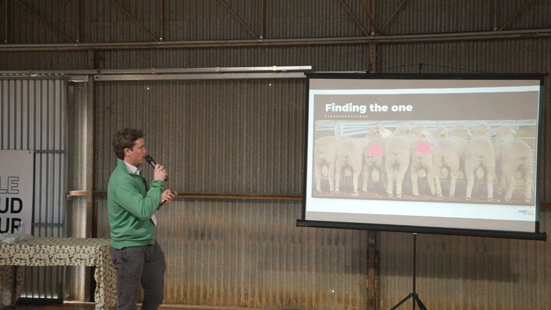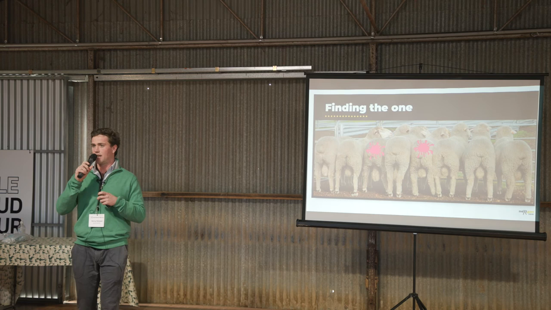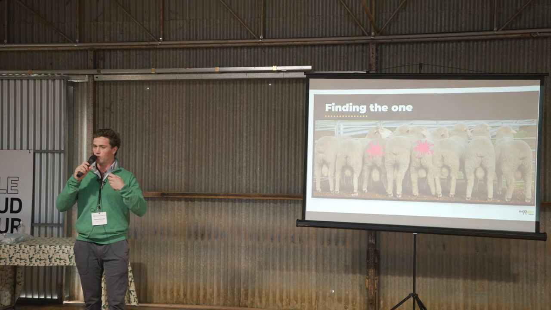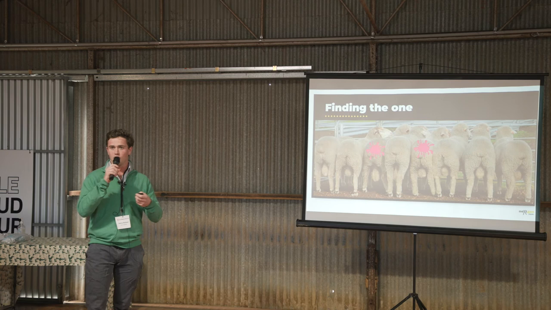And then if we ended up with someone that was, say, in a high stocking rate area around Victoria, they might go, well, we need to really punch in fat and muscle, we need to be looking at DAG, we need to be looking at worms, because they're the most important traits economically for that enterprise. They might be selecting a completely different ram team.